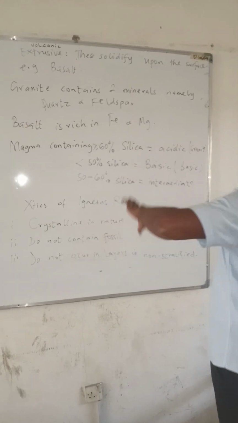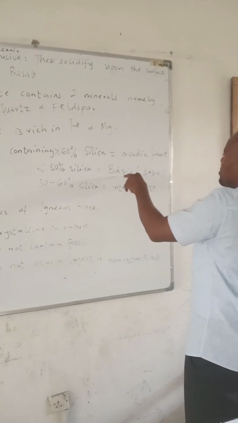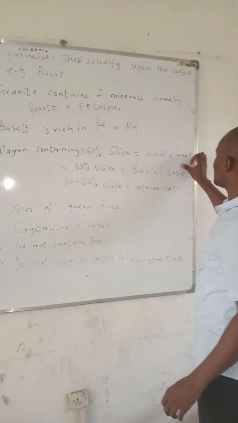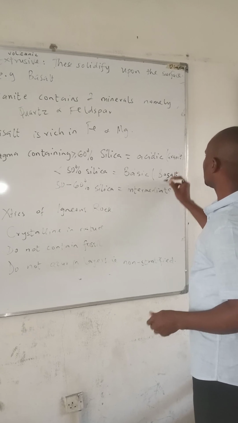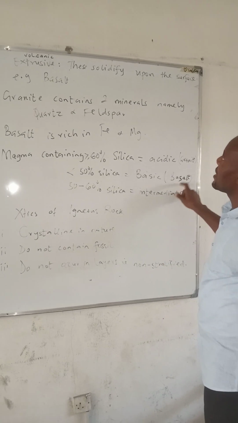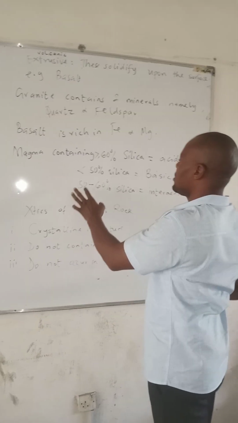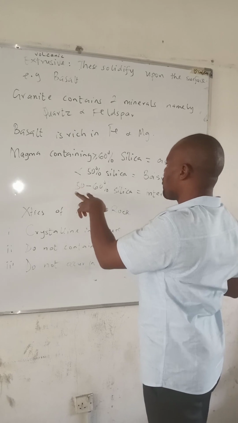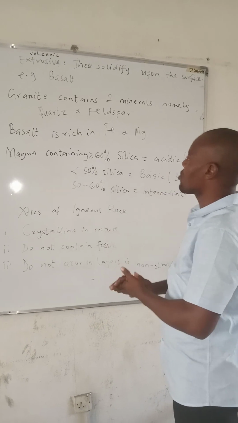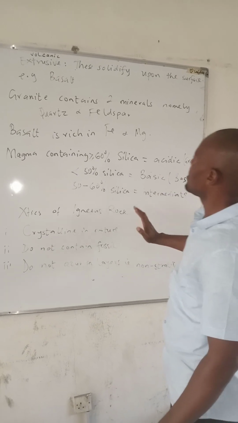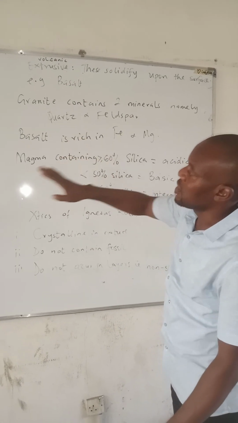Now, when it contains less than 50% silica, we say it is basic. That is basalt. You know, basalt is volcanic. It's basic. Now, when it contains between 50 to 60%, we say it is intermediate rock. So these are the information on igneous rock.